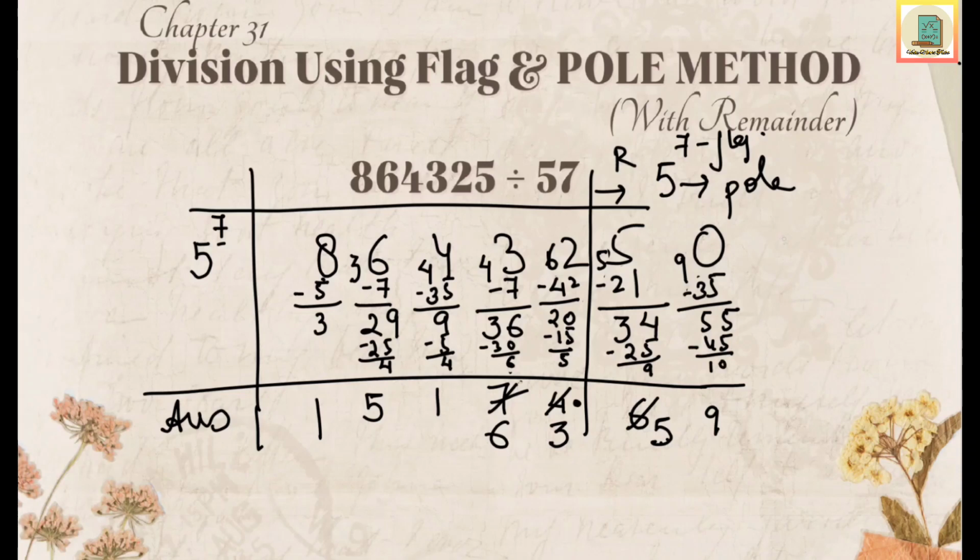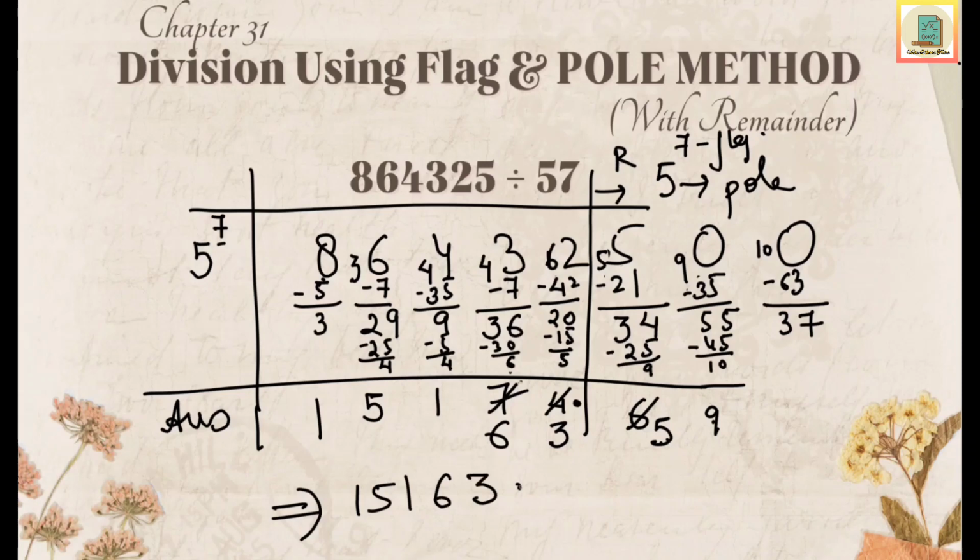Now again we can assume 0 over here as we put a decimal. So 9 7s are 63. So here it will be 100 and minus 63. So here we get remainder as 37. So we are trying up to 2 decimal places only. So the final answer we get is 15163.59.